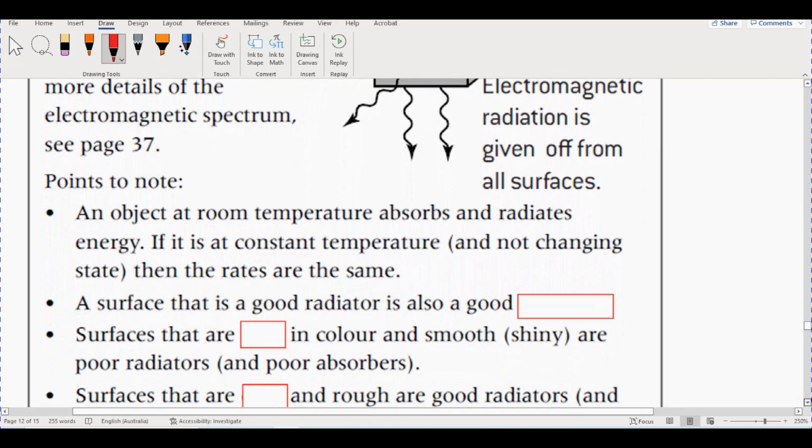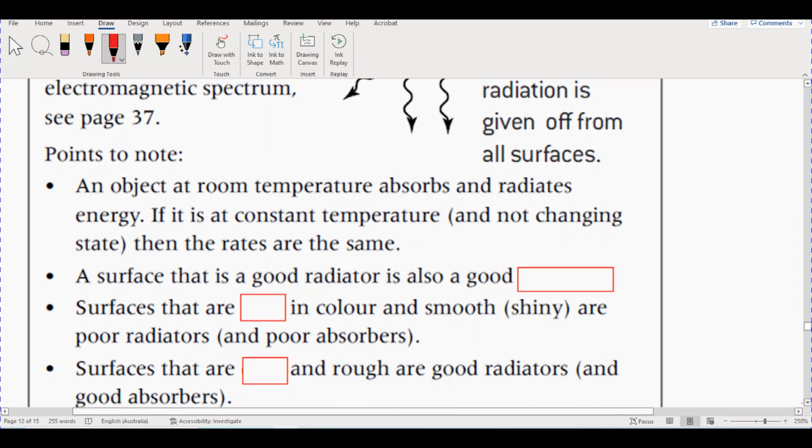Okay, so there are some points to note. An object at room temperature absorbs and radiates energy. So all the objects at room temperature always radiate energy through infrared, or they receive radiation through infrared as well. So all objects can be both radiators and absorbers of infrared. There's no such object which can only emit radiation without receiving. But if you are at a much lower temperature than room temperature, then most of the radiation involved will be the radiation you receive, and you will radiate much less radiation because of the temperature difference.